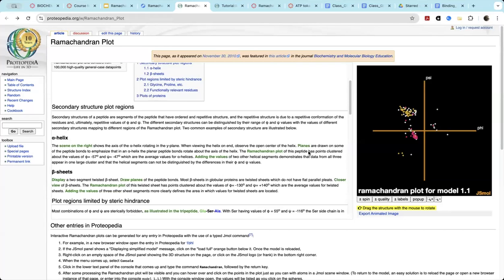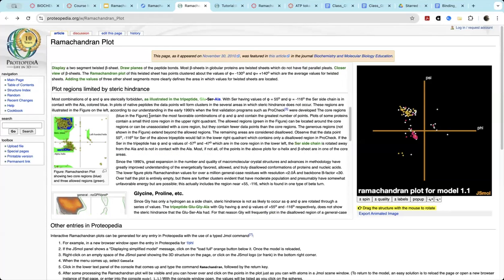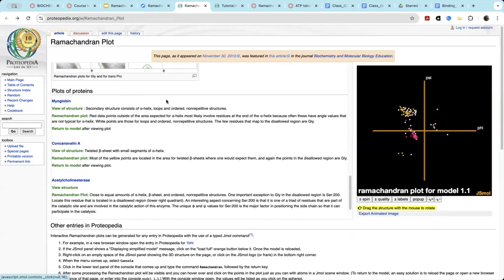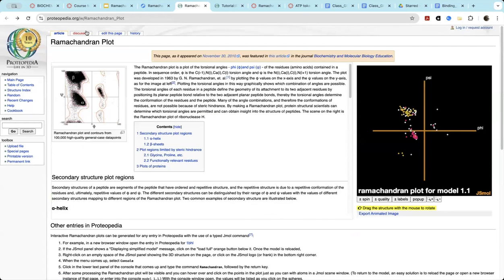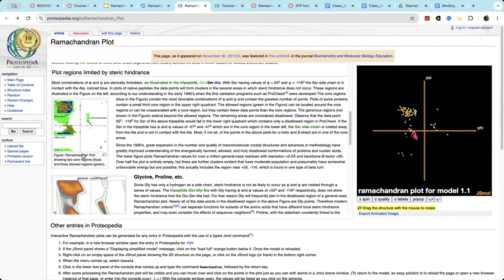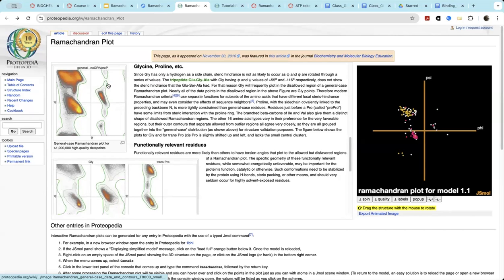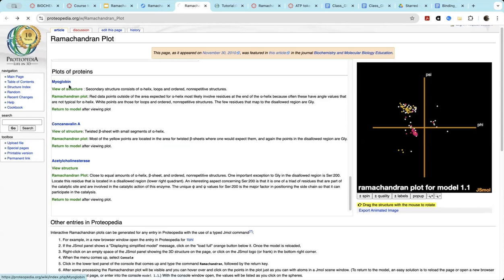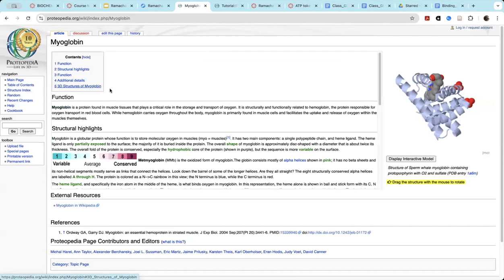You can look at a single peptide, or at proteins. You can see that here we only have fewer points because it's just a small peptide, whereas this is from 100,000 high quality general case data points. And so this is kind of like an average. But then you can also see that glycine and proline take on these weird distributions. And you can look and see that myoglobin has a lot of alpha helices.